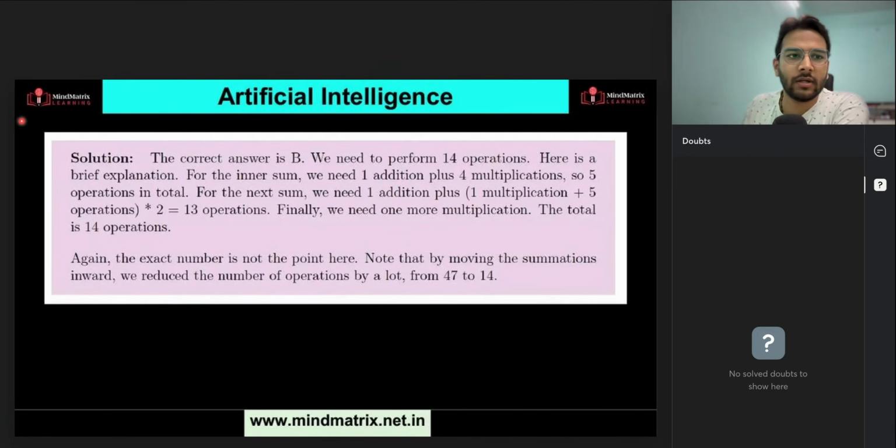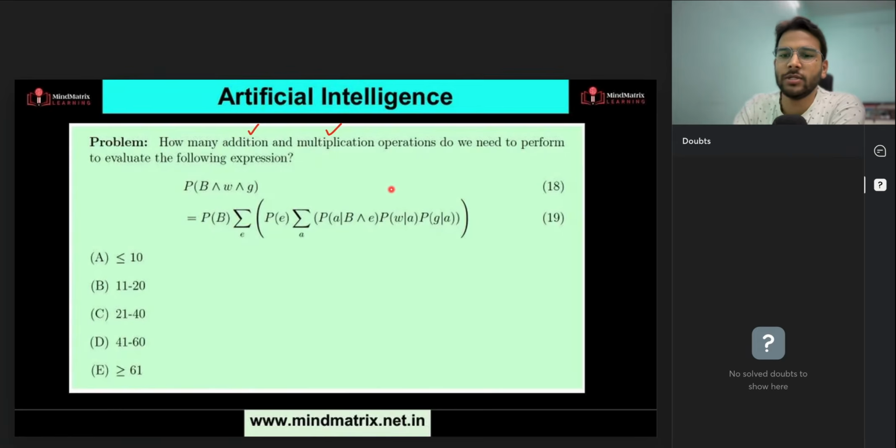Carefully see this. So we need to perform total 14 operations. How? Again, the same thing. For the inner sum, we need total 1 addition, 4 multiplications. The same reasoning. Binary random variable, 2 values will be possible for A. Let's say A is equal to 0, A is equal to 1. So how many multiplication here? 1 and 2. So 2 multiplication here, right? 2 random variables, so 2 into 2, 4. And 1 addition would be there. So total 5 operations just for this particular term.